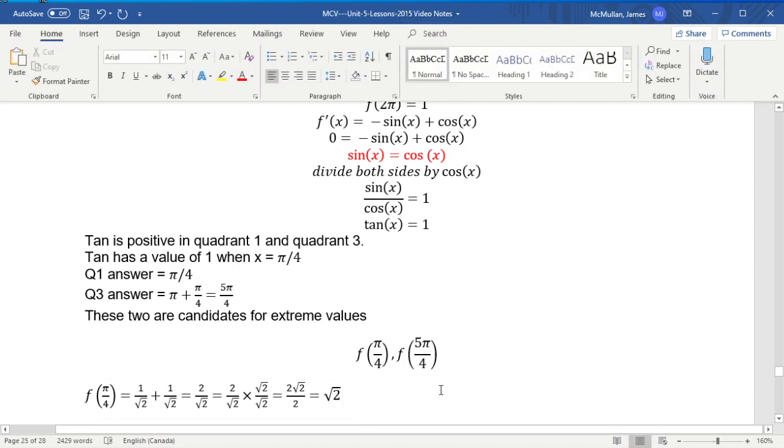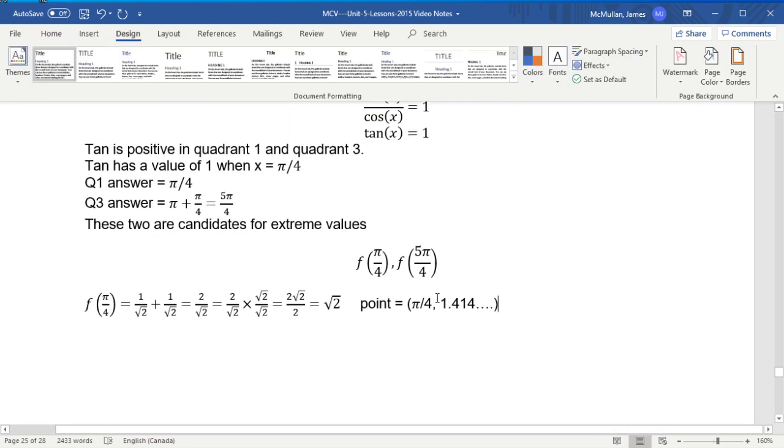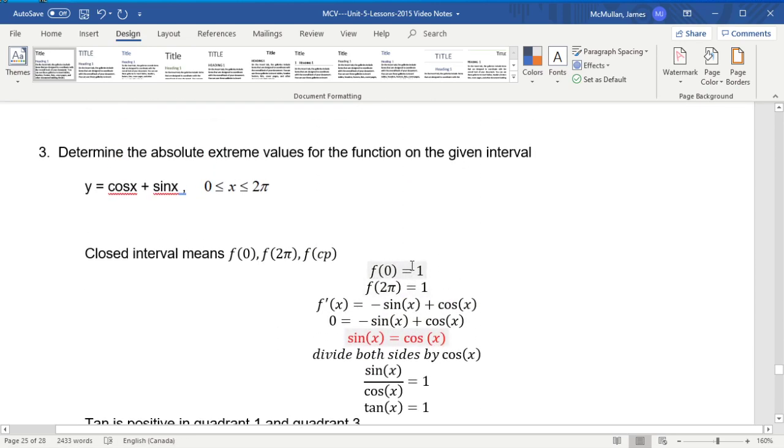So we have a point here. The point is pi over 4 and root 2, which is 1.414, etc. Okay, so that looks like a good candidate for the absolute max because it's higher than both of the other candidates were.